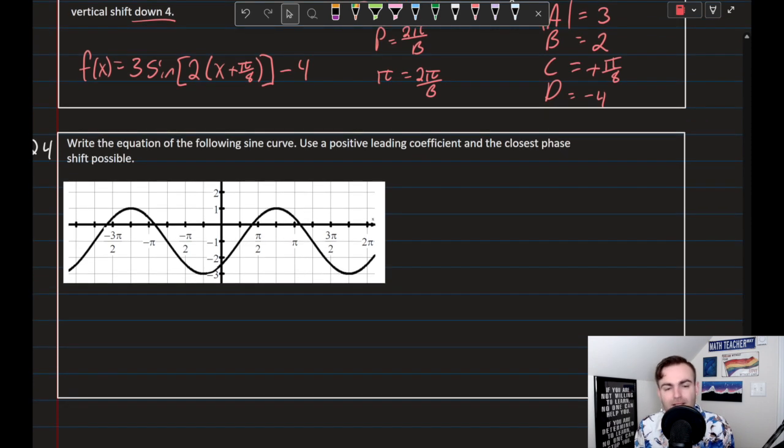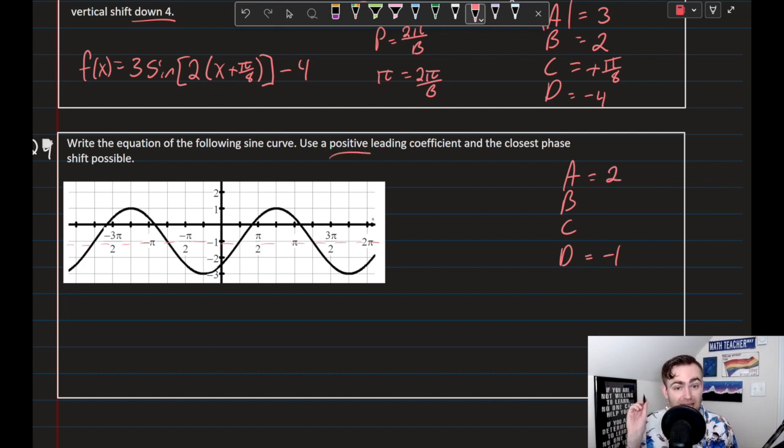Last but not least is, let's do the opposite. I have a graph, and I want the function for it. Well, let's identify some behavior, shall we? First of all, the minimum value is negative 3, and the max value is 1. The middle of that is negative 1, so this has a midline of negative 1. So if I go A, B, C, D, I know that D is negative 1. Awesome. I also know the difference between the midline and the maximum is 2. And it wants a positive leading coefficient, so it's saying A has to be 2.